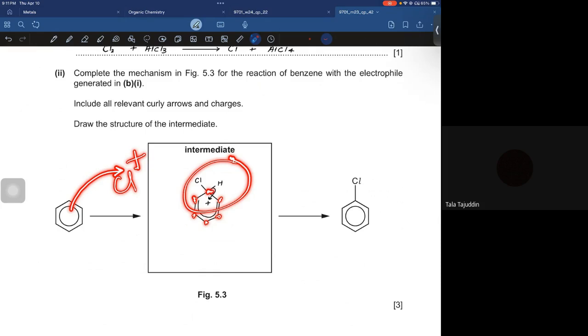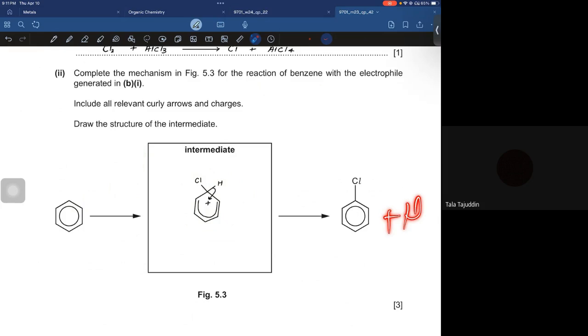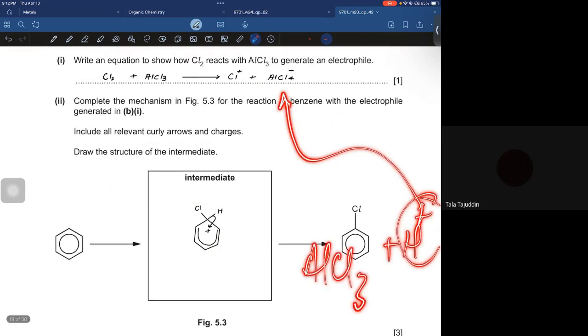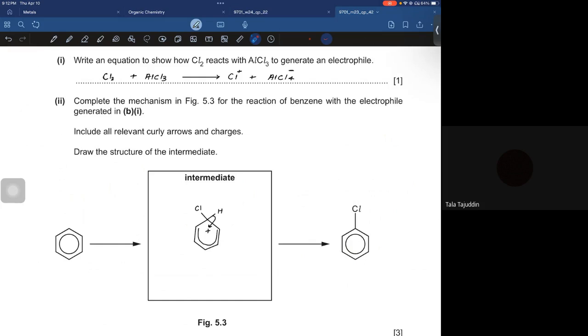To gain its stability, hydrogen would be donating electrons to recover the stability of the benzene ring, and it would be removed from the ring in the form of H positive ion that would be reacting with this AlCl4 minus to form again AlCl3. That's the reason we can say AlCl3 is used as a catalyst, because the AlCl3 is regenerated at the end of the reaction. That's one of the reasons.